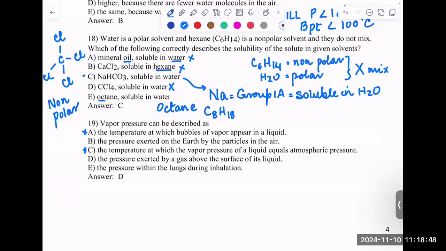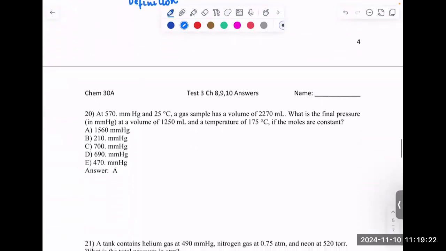So let's look at this. So eliminate these. The next is the pressure exerted on the earth by the particles. No, vapor pressure deals with the vapor, like the water vapor. So it generally deals with the liquid. So it has nothing to do with the earth's pressure. The pressure exerted by the gas above the surface of the liquid. This is the right one. Next is pressure within the lungs, so that is again not it, so the answer is D. So this is like the terms, definitions. If you are writing the term paper, then you're okay. If you're writing the definitions, then you're okay.